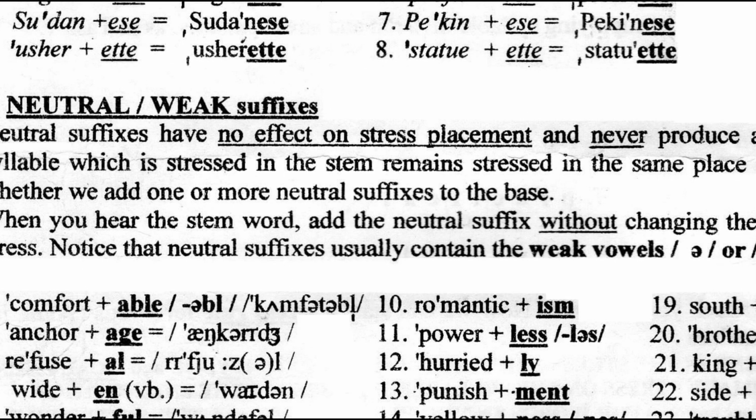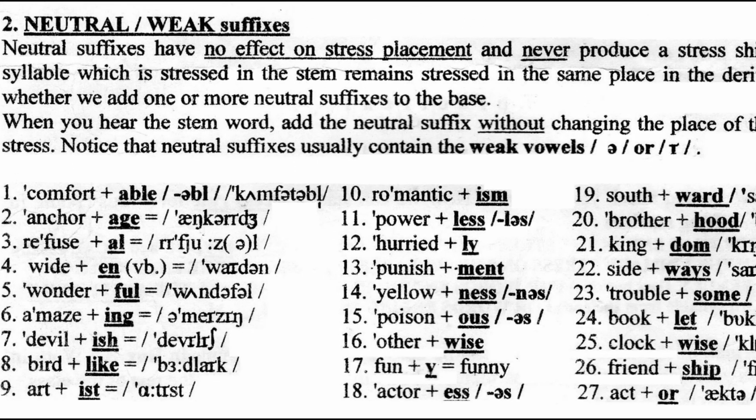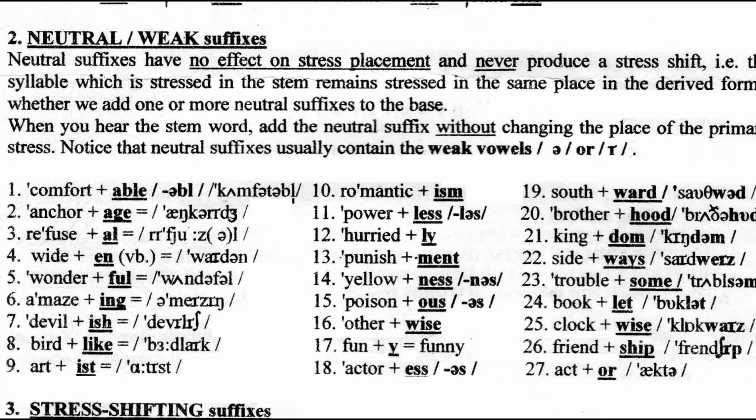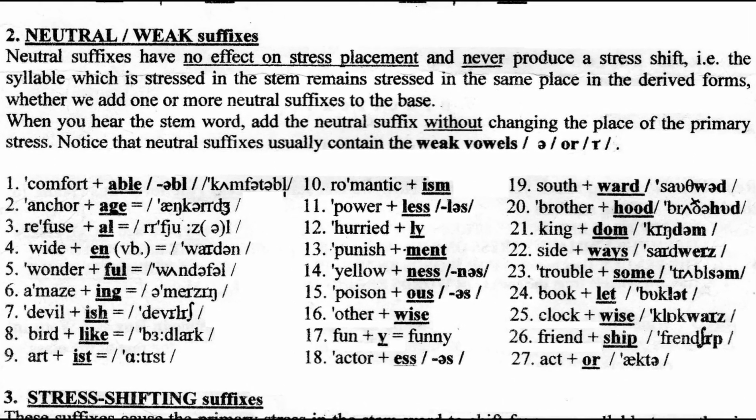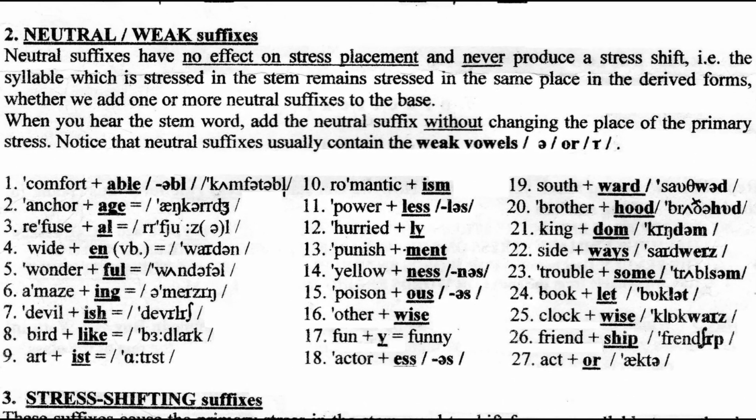We move to the second type of suffixes entitled neutral or weak suffixes. As the name indicates, they are not as strong as the previous type, but they are weak. So, neutral suffixes have no effect on stress placement and never produce a stress shift. I mean, the syllable which is stressed in the stem remains stressed in the same place in the derived forms.